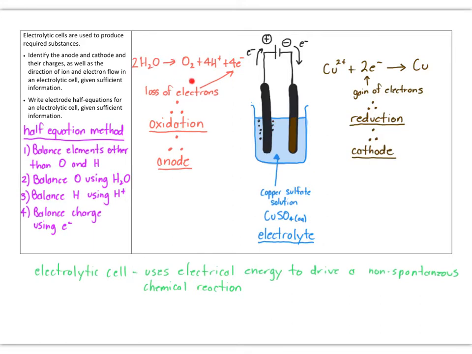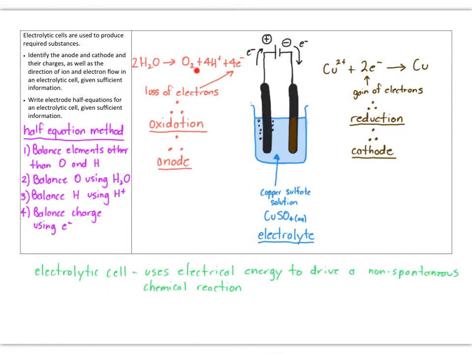Those bubbles are oxygen gas, and that forms as water breaks down into oxygen gas and loses the electrons. Just here you can see I've used the half equation method to balance that. I've just put a reminder here in case you've forgotten about that. You would start by balancing elements other than oxygen and hydrogen. So in this case there is no other, so we can skip that step. You'd balance out oxygen using water.